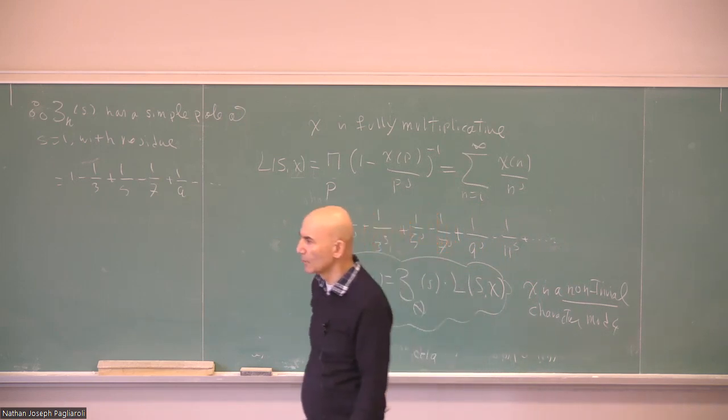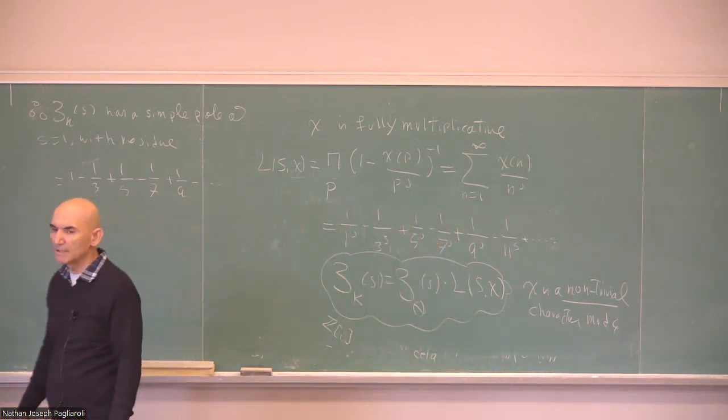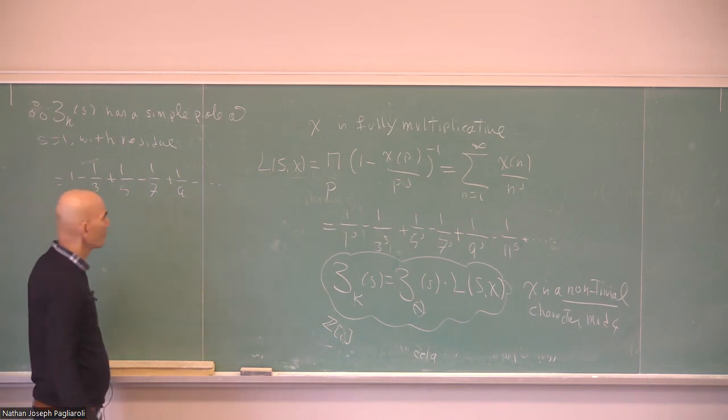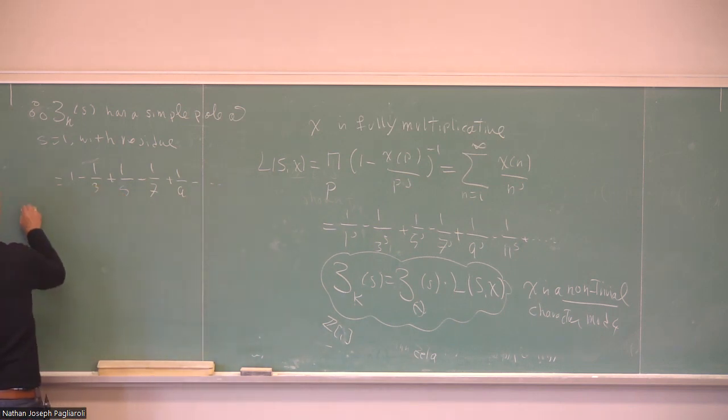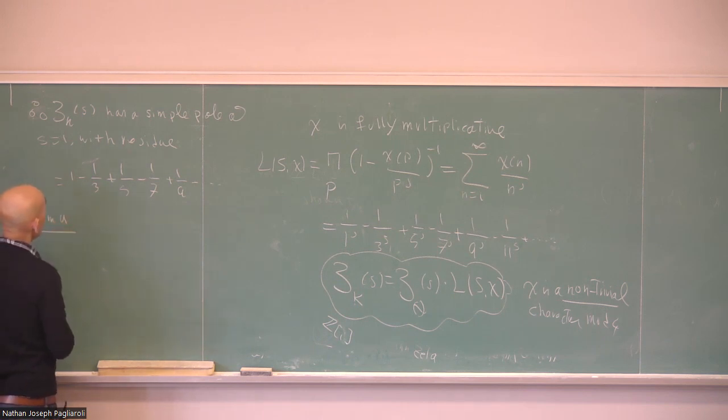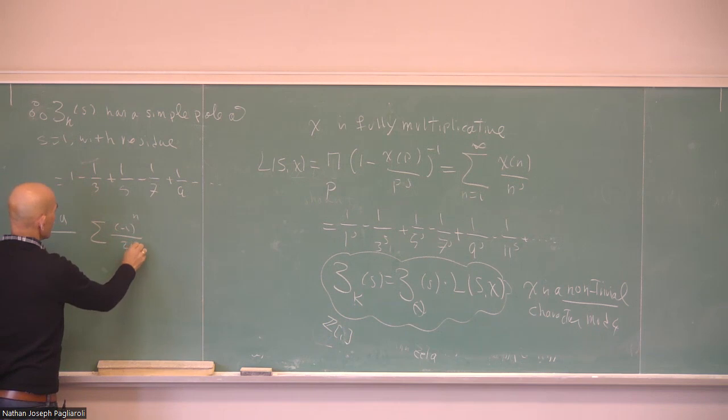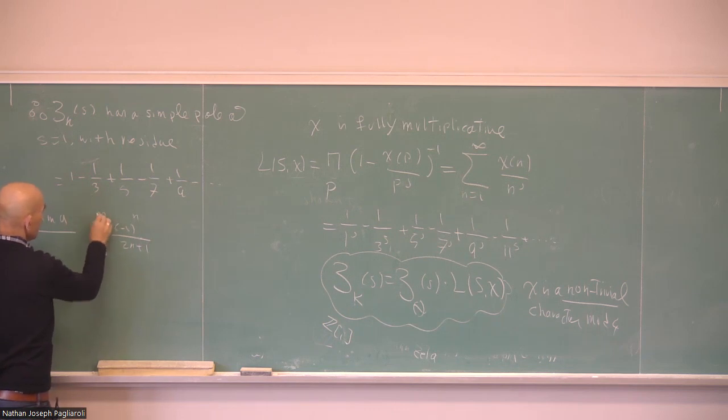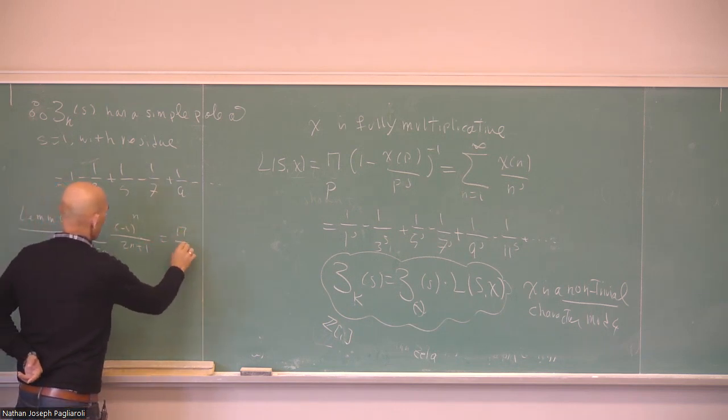So what is this number? Well, this number, I believe, is equal to pi over 4. So, Lemma: the sum of (-1)^n over 2n plus 1, from n equals 0 up to infinity, is equal to pi over 4.